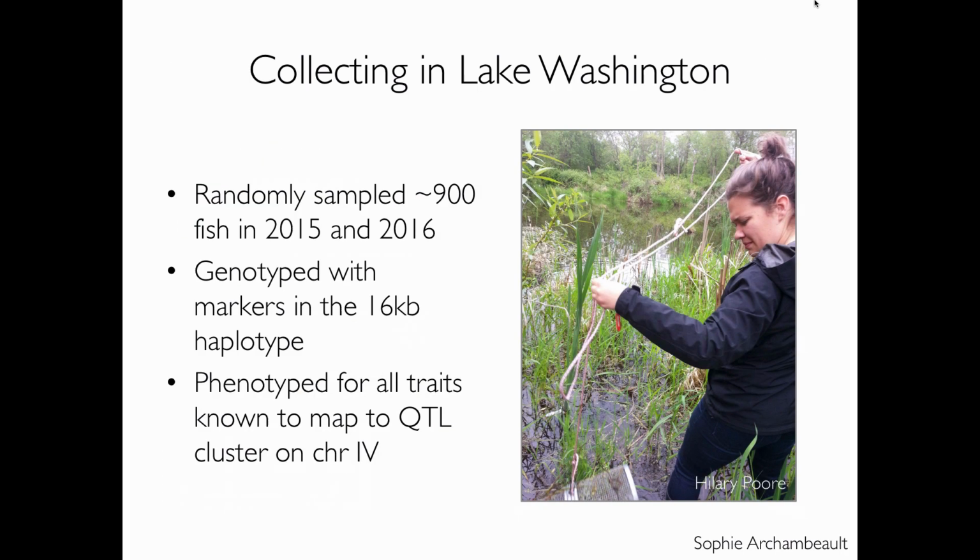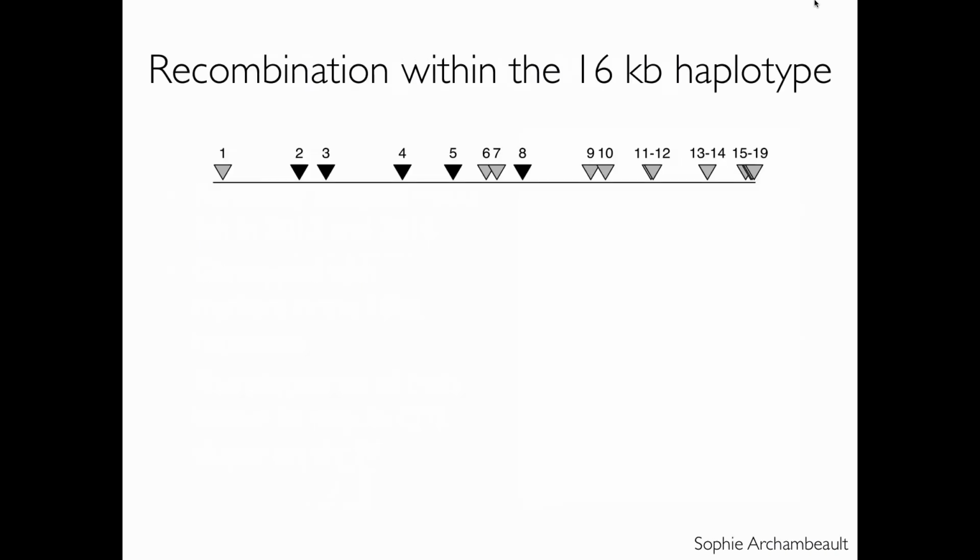So that is what we did. We sampled close to 1,000 fish in 2 different seasons, and then Sophie genotyped these fish with markers across the haplotype, and then we phenotyped these fish for all of the traits that map to this kind of big QTL cluster. So there's tons of traits that have been mapped to this big region of chromosome 4. We wanted to know if there were any other traits that actually map to the ETA locus. So the first important result is that we actually found recombination across this haplotype.